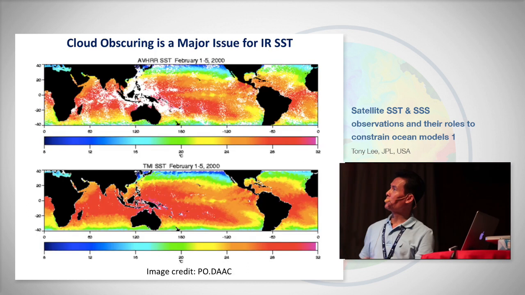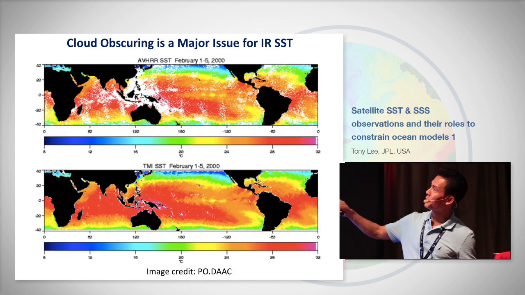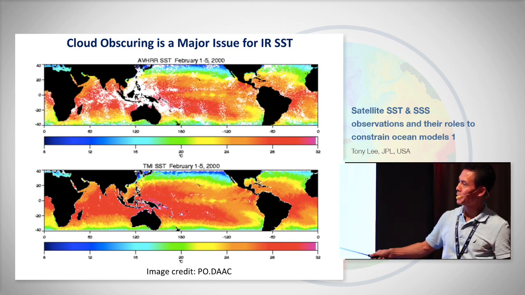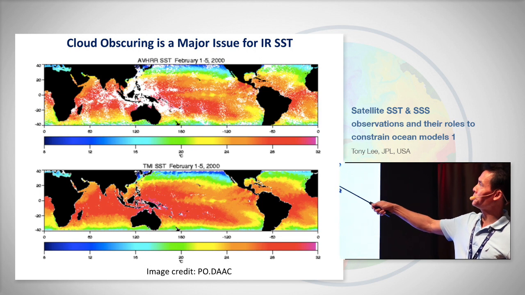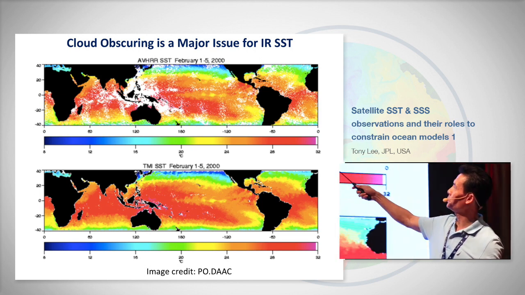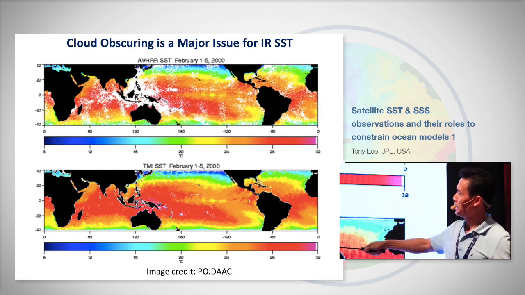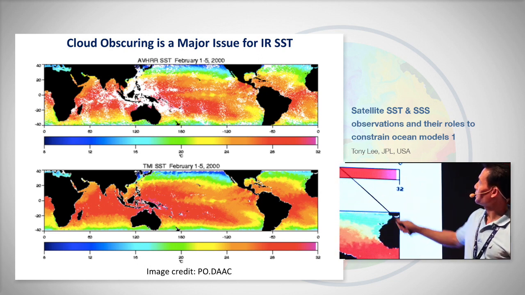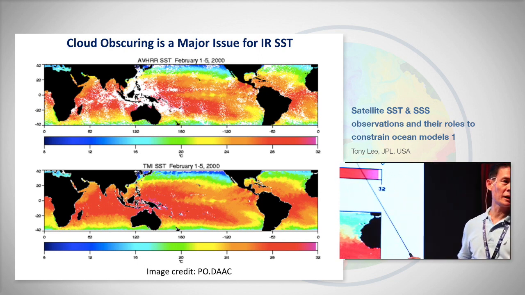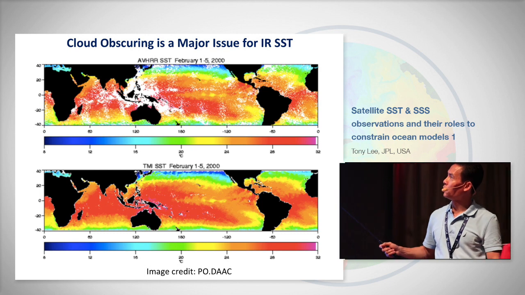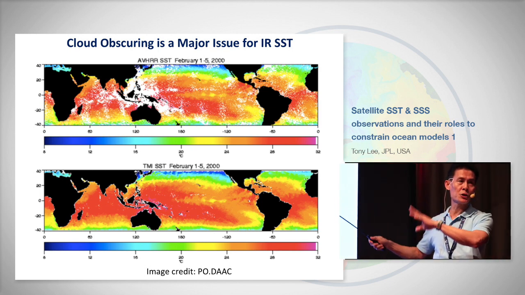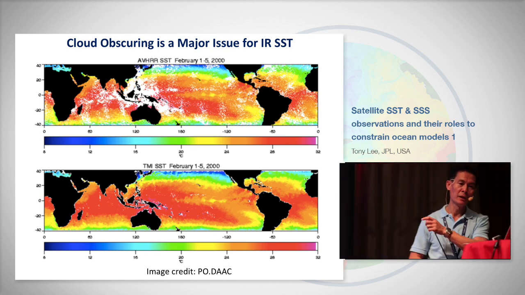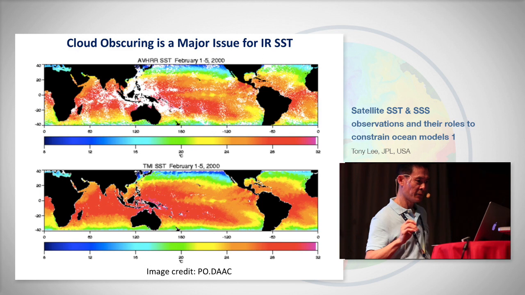Now here's an example of the infrared images and microwave SST images. This is a few days during February in 2000. You see that there's a lot of area that is obscured by cloud for SST. In fact, for operational oceanography, this is a big issue. A combination of those will be really important for operational oceanography.